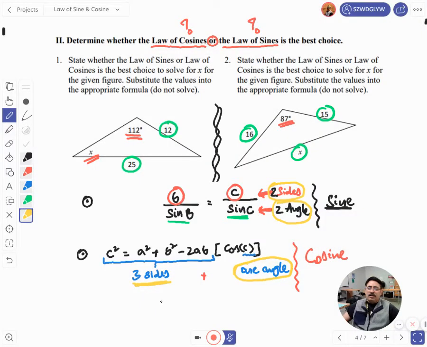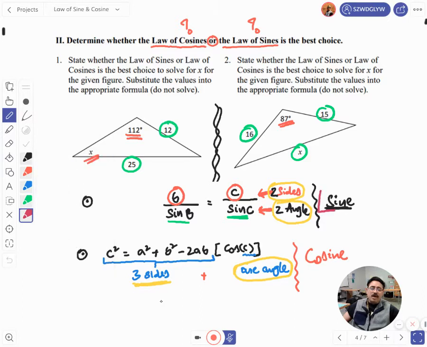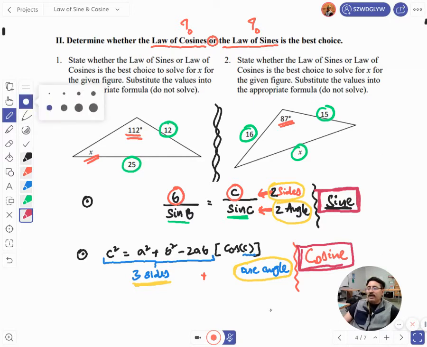Look at question 1. What do you think? Is it sine rule or cosine rule? Let me repeat my question. If you are taking question 1, are you going to use sine rule or cosine rule? Think for a moment. The correct answer is sine.